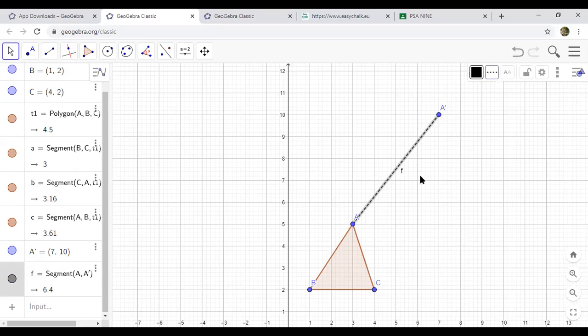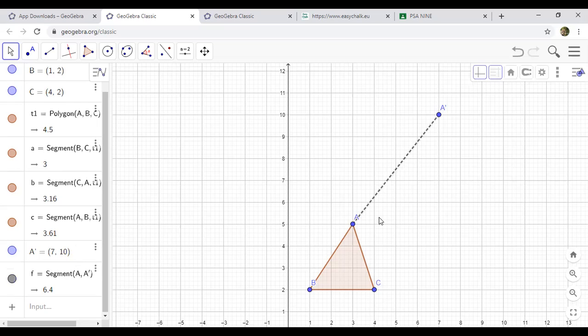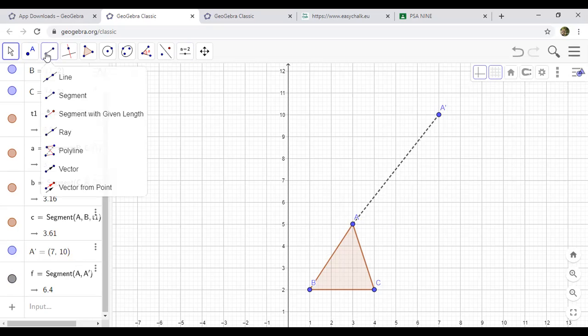This is the path of the translation. We have to give the path of the translation as a dotted path. Here we shift A to A dash. It is shifted 4 units right, 1 2 3 4 units right, and 5 units in the upward direction, 1 2 3 4 5 units. And like that we can do it for the other vertices also.